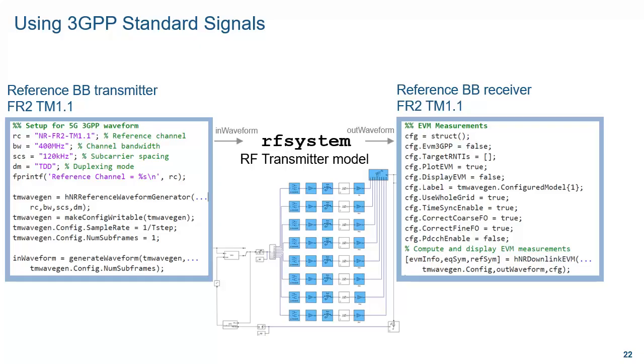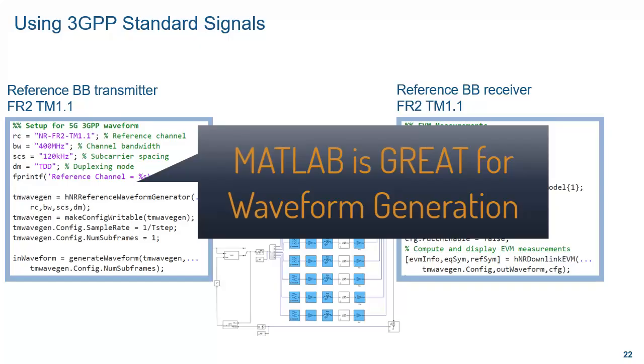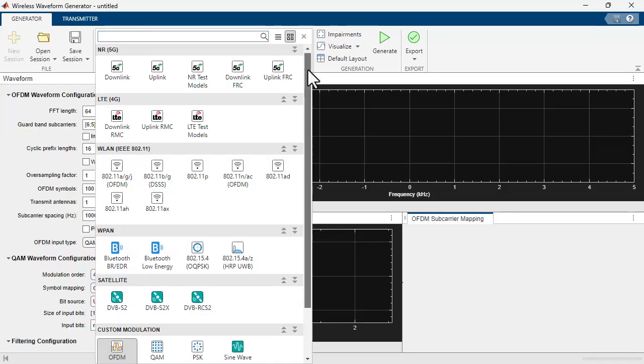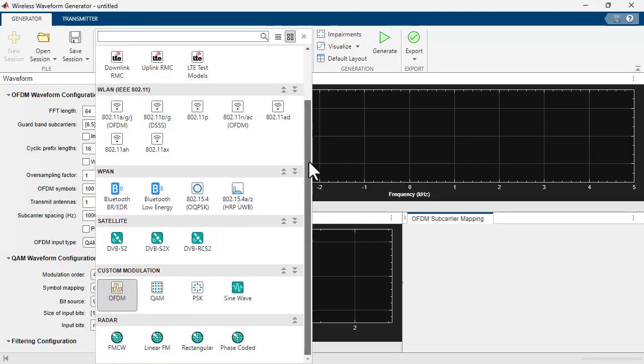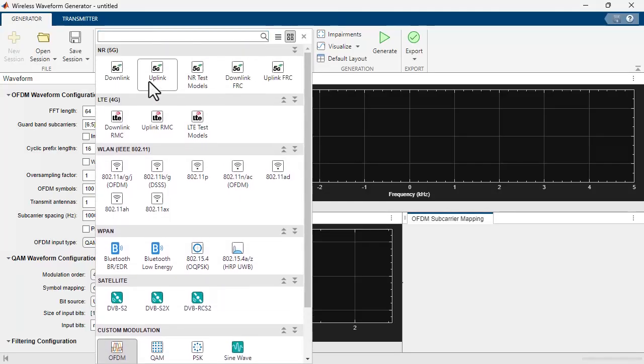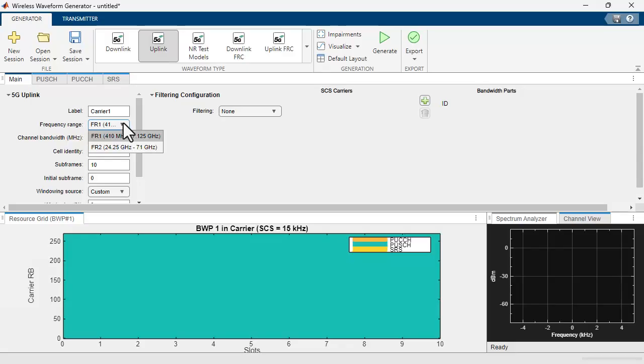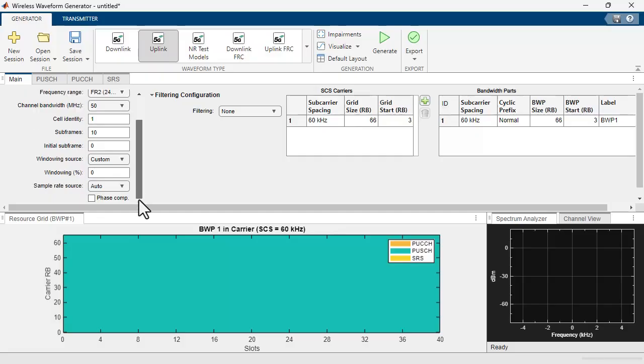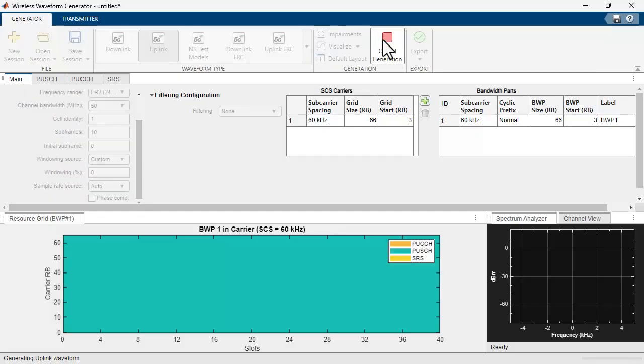This gives me the opportunity to mention how great MATLAB is for waveform generation, custom or standard. And if you wonder where you can start, the wireless waveform generation app is a great place. Here you find the standard signals, custom signal, 5G, LTE, wireless LAN, even radar signals. And you can customize the waveform generation and verify its spectrum and its resource grid as you go along. But back to our example.